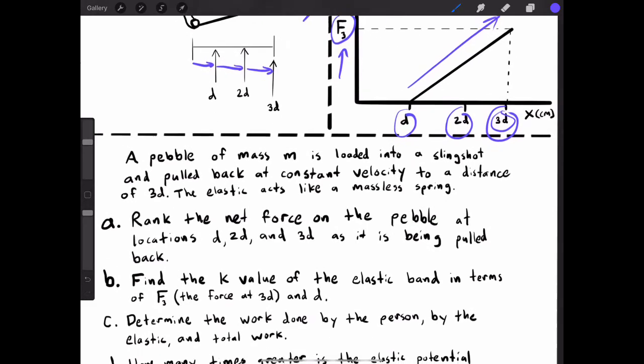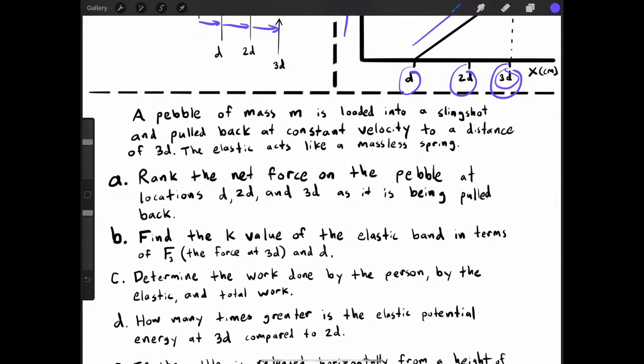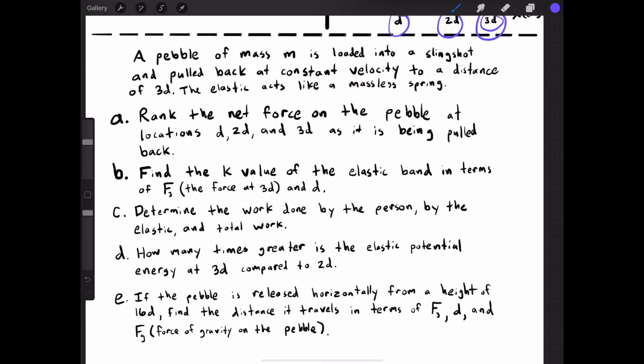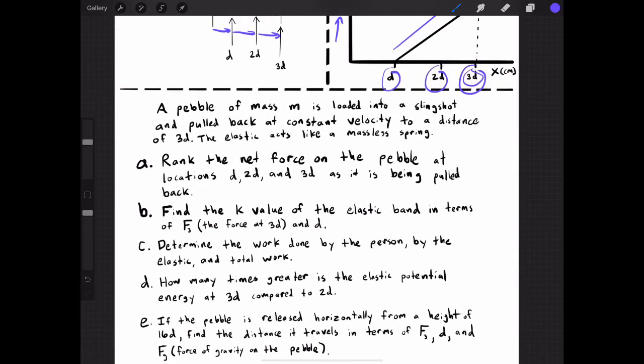So our answer for this one should only include variables F3 and d, and some other numbers. For part C, it's asking to determine the work done by the person, by the elastic, and the total work. Part D asks how many times greater is the elastic potential energy at 3d compared to 2d, so at this point right here compared to this point right here.